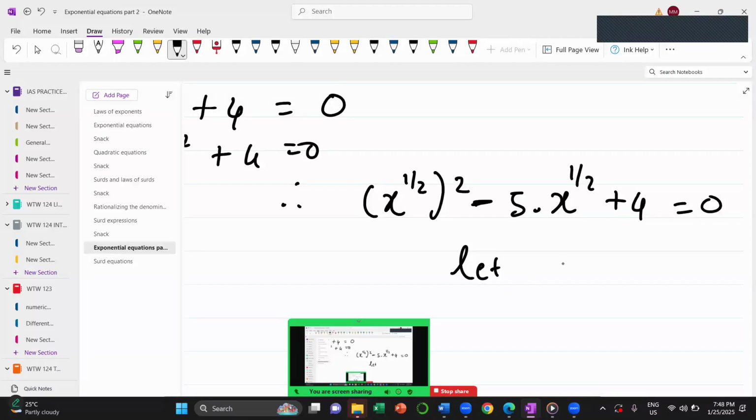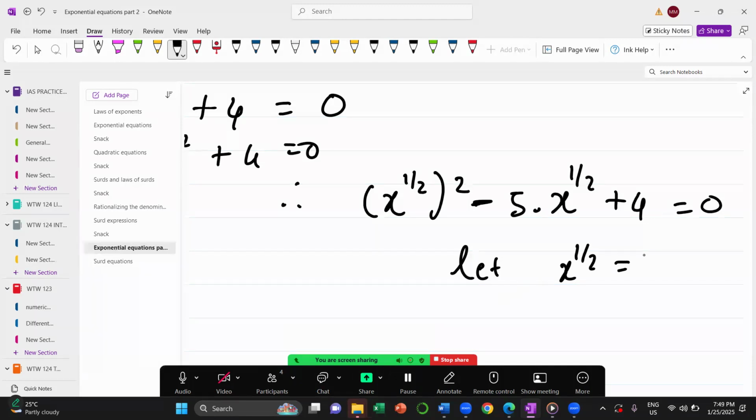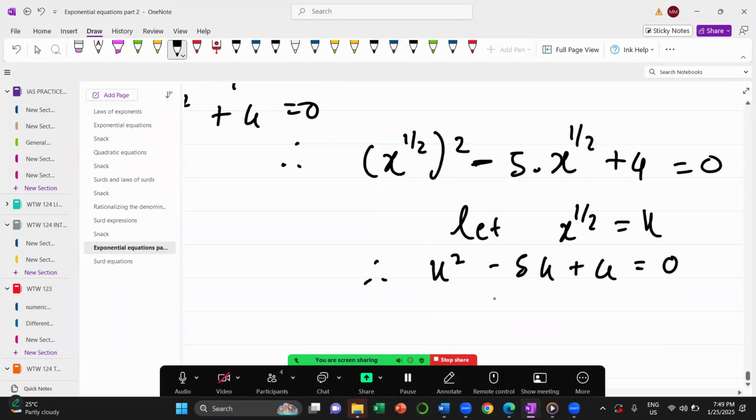So once I'm here, I can just say let x to the exponent of 1 over 2 equal to k. Therefore, now you're gonna have k squared minus 5k plus 4 all equal to 0. Then once you are here, you already know what to do. It's in quadratic standard form, and then you can use the quadratic formula. Are you guys okay?